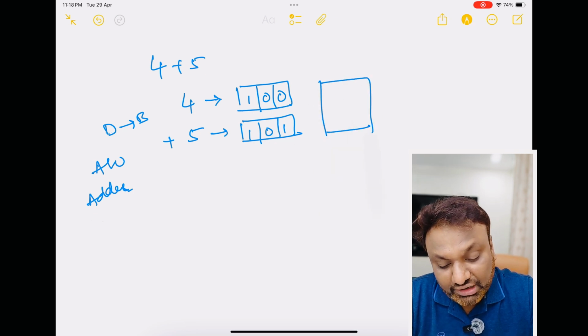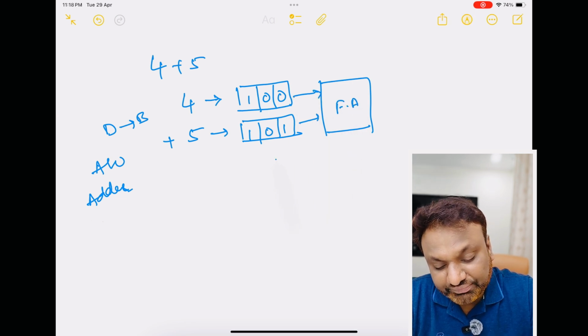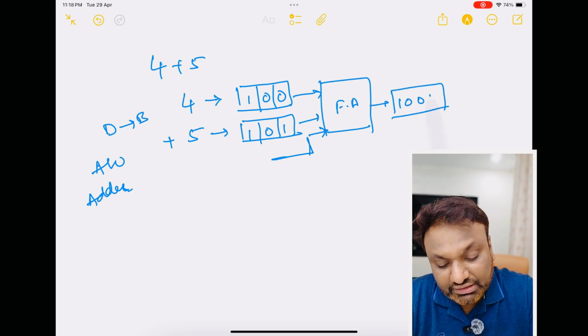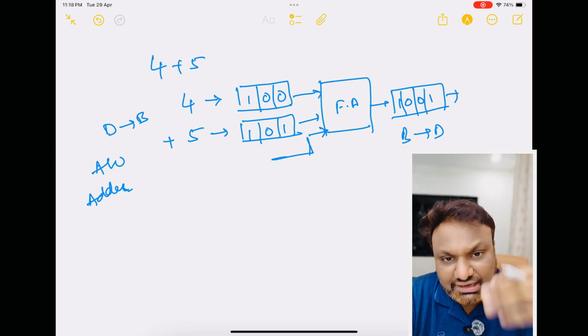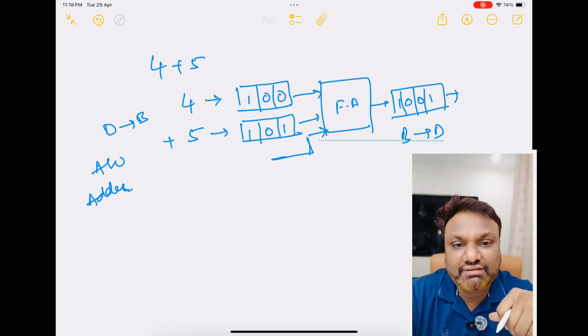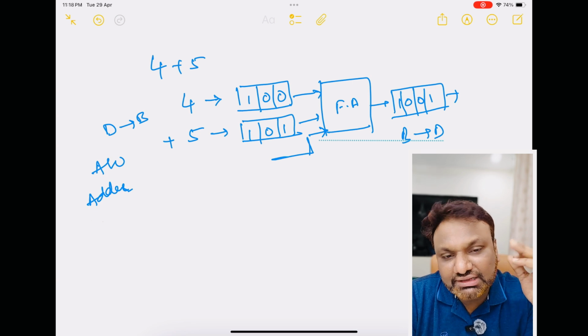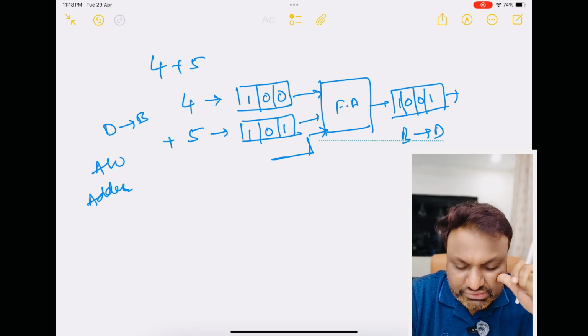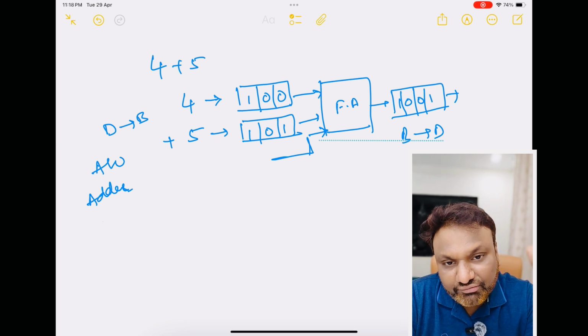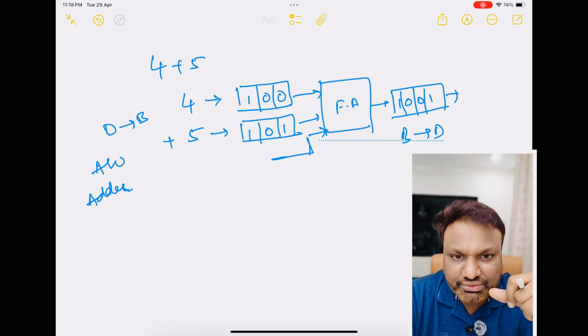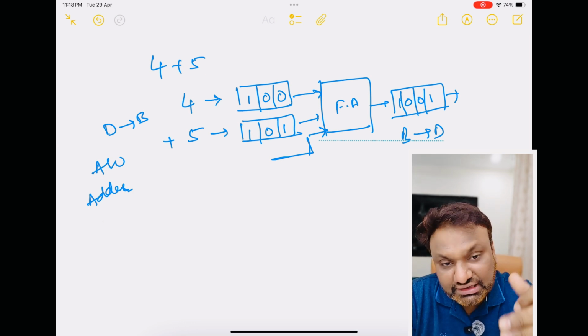There will be a full adder. These two inputs go to the full adder, and there will be a carry. Again, you get some result, 9, which is 1001, and this is converted back from binary to decimal. That means there is a need in every application: the input will be decimal, and this needs to be converted to digital, meaning binary. So there are different types of conversions from one number system to another. We will discuss that in the next lecture.